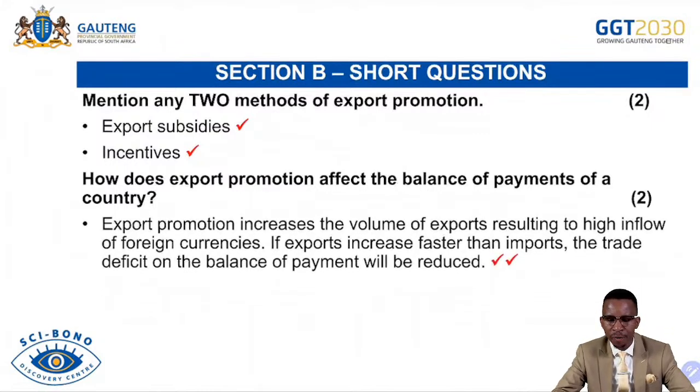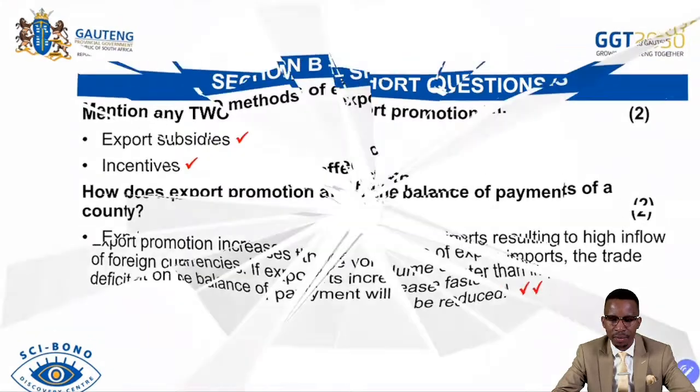Export promotion increases the volume of exports, resulting in a high inflow of foreign currencies. If exports increase further than imports, the trade deficit on the balance of payments will be reduced, or we can experience a trade surplus.